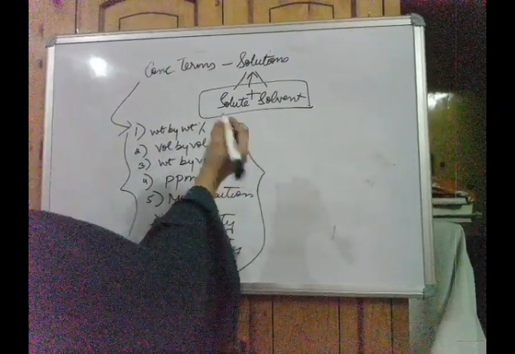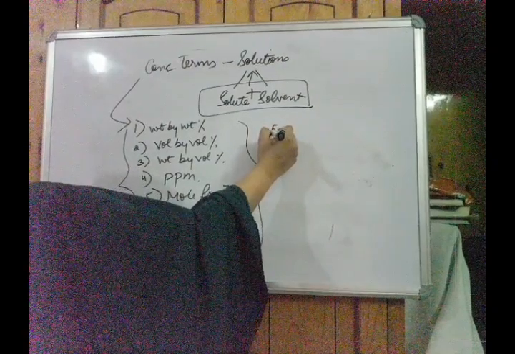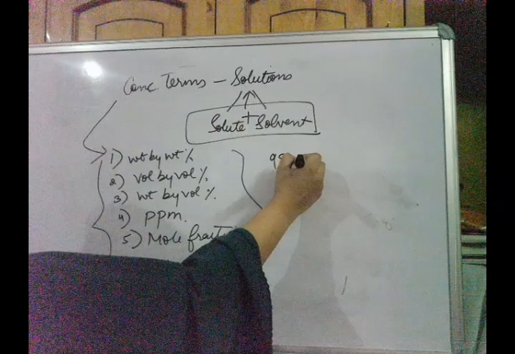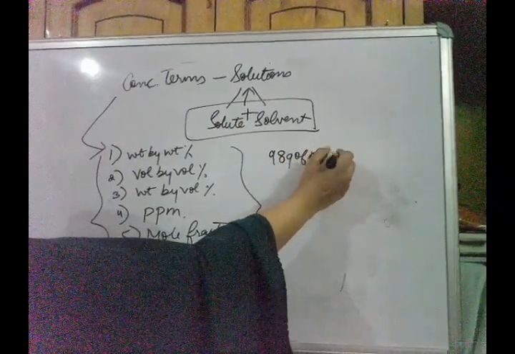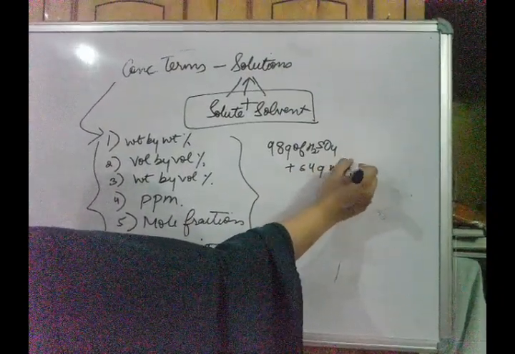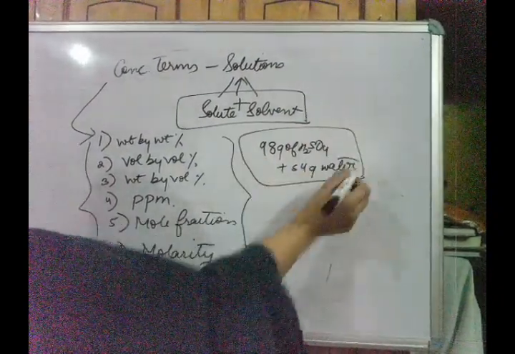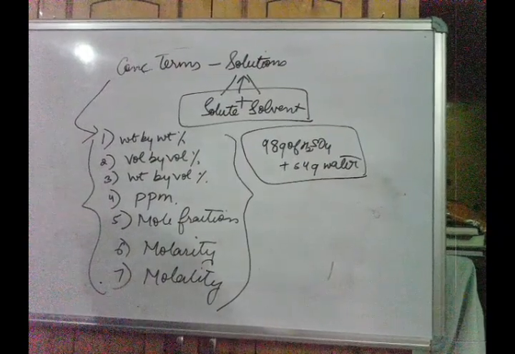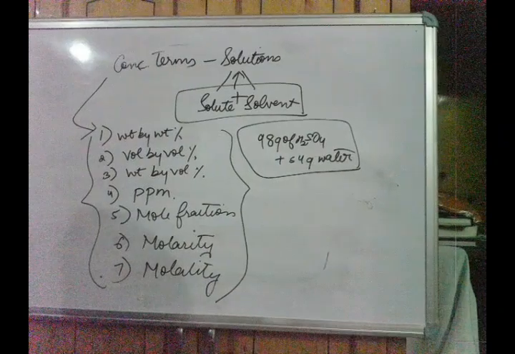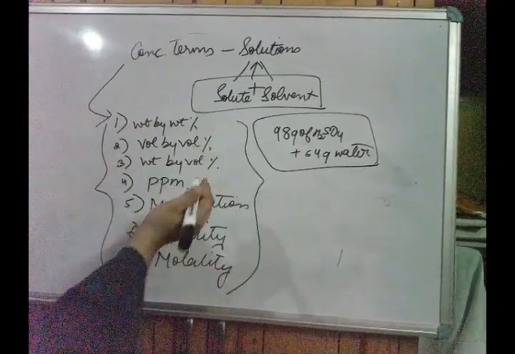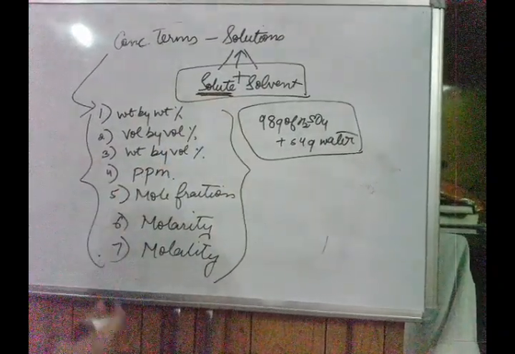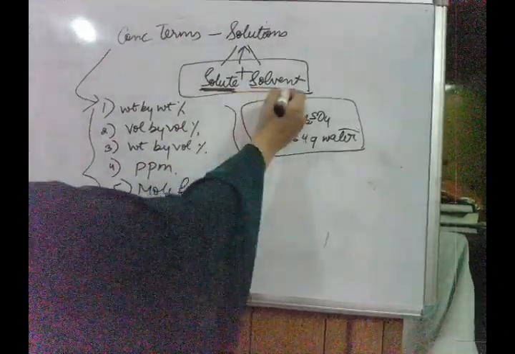For example, you have 98 grams of H2SO4 in 54 grams of water. They have given you this. By this you know what is solute and what is solvent. The part that is less in quantity would be the solute, and the part that is more in quantity would be the solvent.